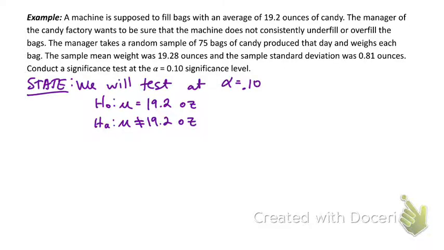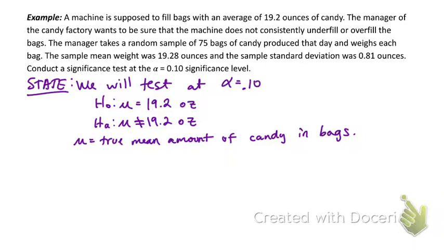Perfect. Because I used a mu, I need to define it. So mu equals the true mean amount of candy in bags. All right, cool. Did that feel kind of familiar-ish? I hope so. The only difference here really was that we used mu's instead of p's. Everything else was pretty similar.